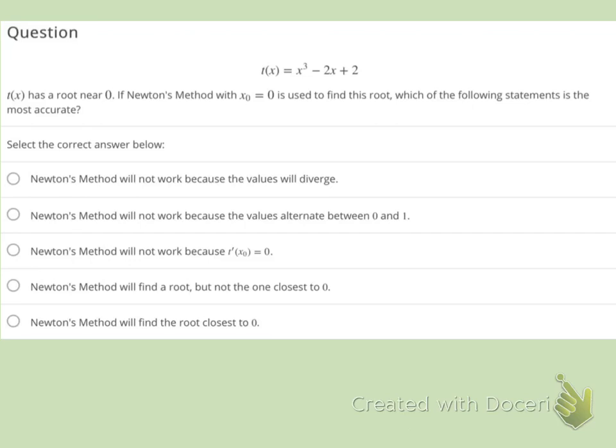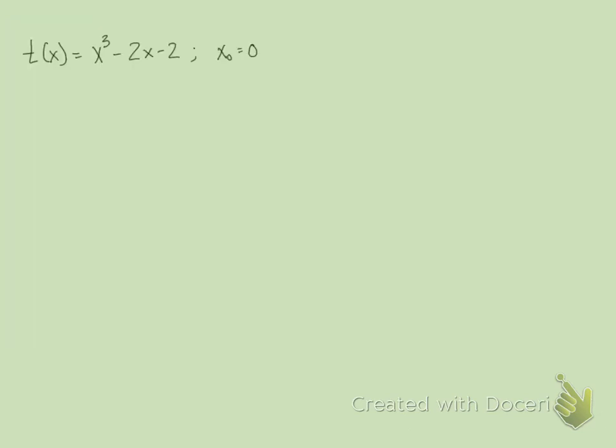I wrote this on the second page here, so we can find some of the iterations of Newton's method. So Newton's method, again, is x sub n plus 1 is x sub n minus f of x sub n over f prime of x sub n. So we have t of x equals x cubed minus 2x plus 2. So let's find t prime of x. That's going to be 3x squared minus 2.